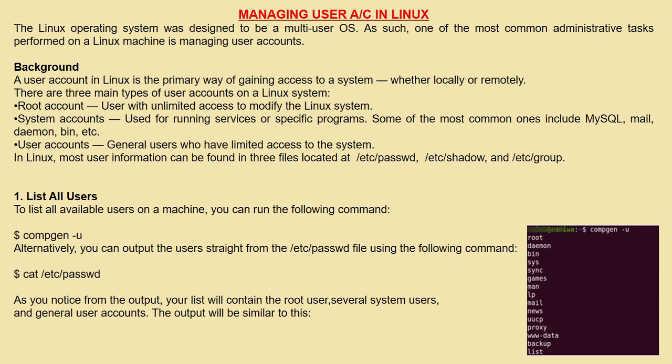The Linux operating system was designed to be a multi-user operating system. As such, one of the most common administrative tasks performed on a Linux machine is managing user accounts. Background: a user account in Linux is the primary way of gaining access to a system, whether locally or remotely. There are three main types of user account on a Linux system. What are they? Root account, system accounts, and user accounts.